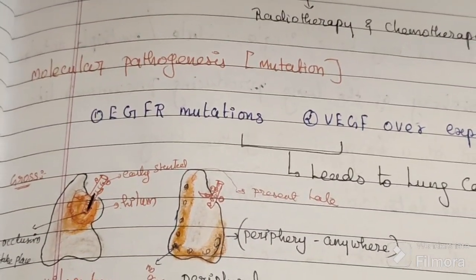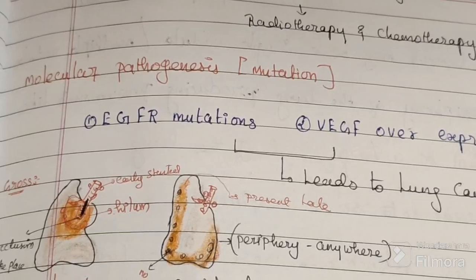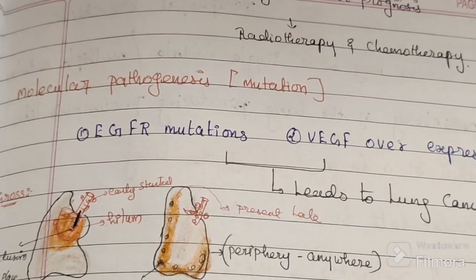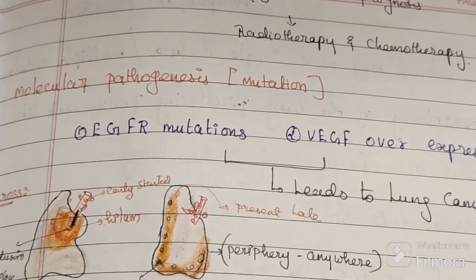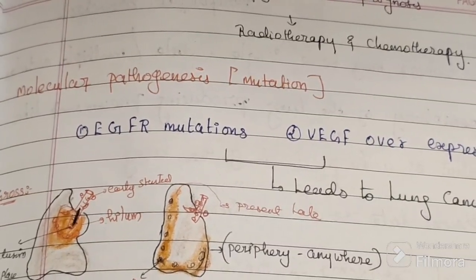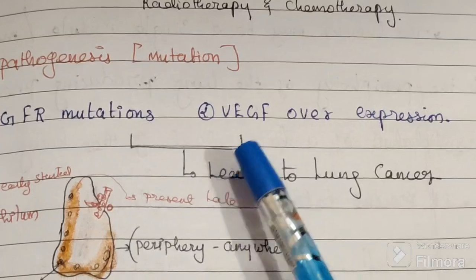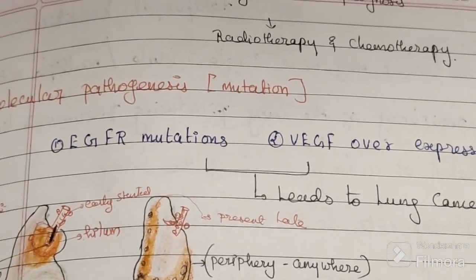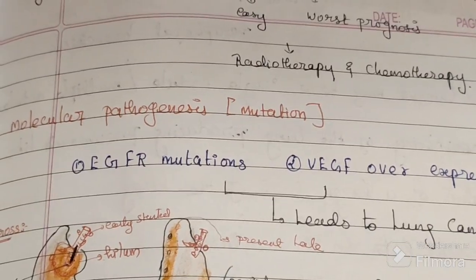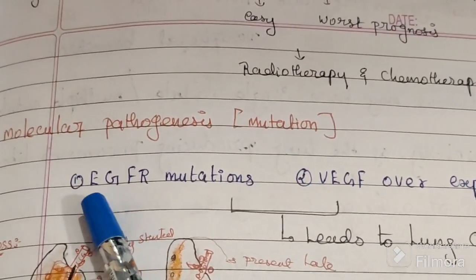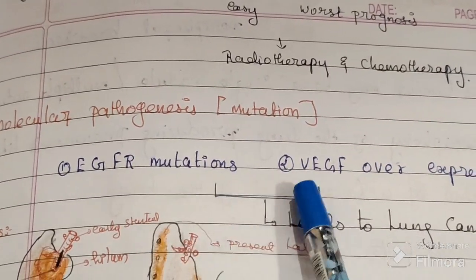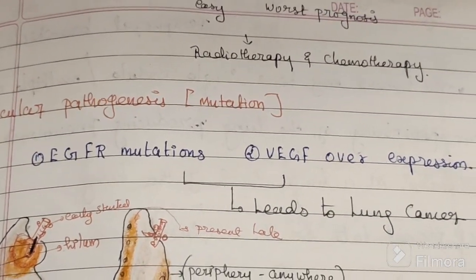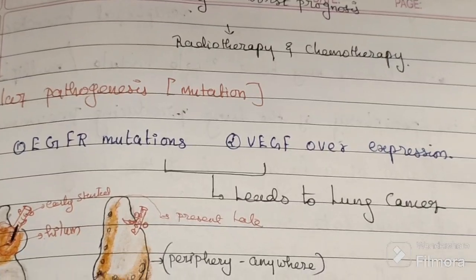Next, the mutations which take place in the lungs and lead to lung cancer. There are 2 mutations: EGFR mutation and VEGF overexpression. These 2 mutations lead to lung cancer.